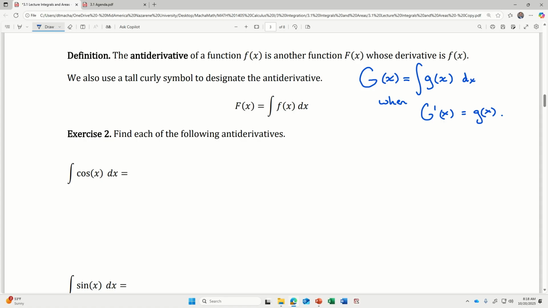So the lowercase d is read "with respect to," and I would read this as capital F of x is equal to the antiderivative of lowercase f of x with respect to x. Or I could say this question is asking for the antiderivative of cosine of x with respect to x. But the dx tells me kind of where to stop.